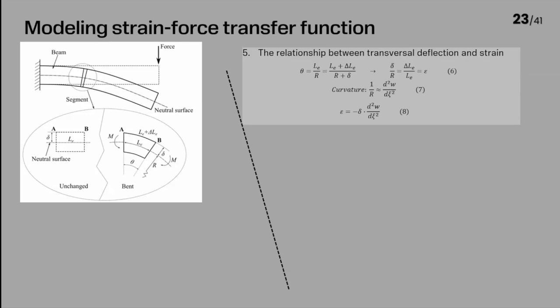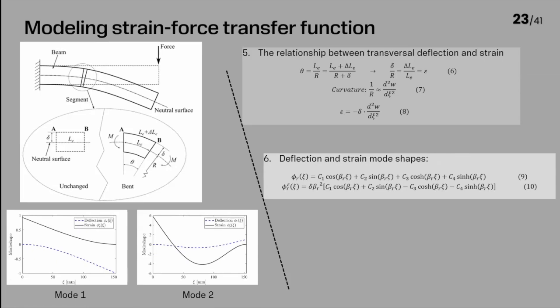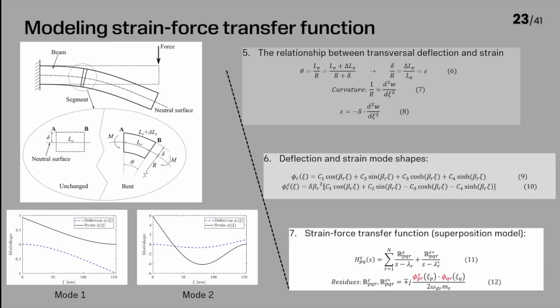And importantly, this expression is space-dependent only, allowing us to calculate the strain mode shapes directly from the determined deflection mode shapes. And the smaller figures show the visualized mode shapes for both of them, for the first mode and the second mode. Now with these mode shapes, we can update the conventional transfer function to our desired analytical model.